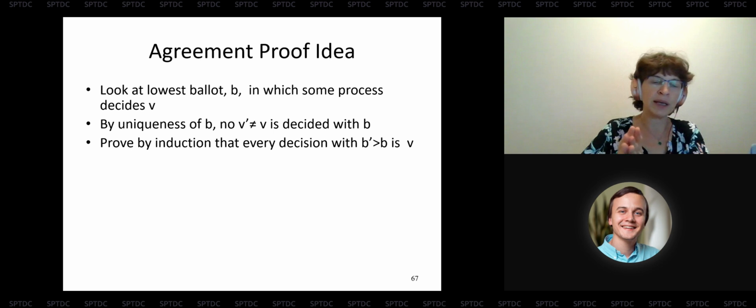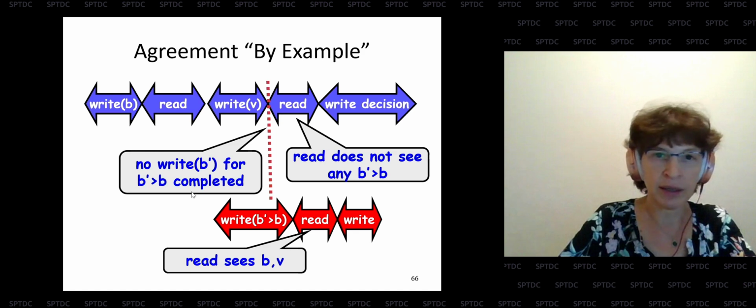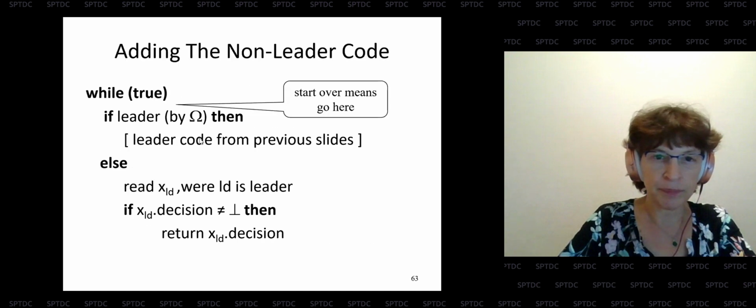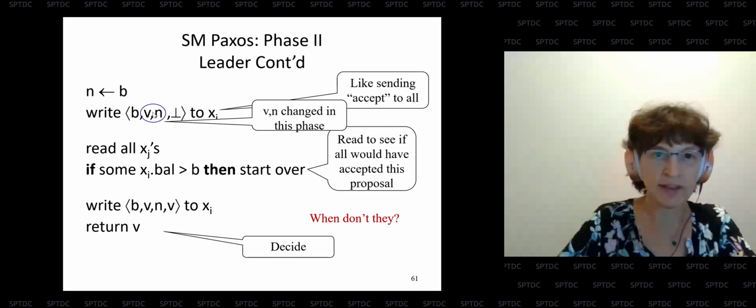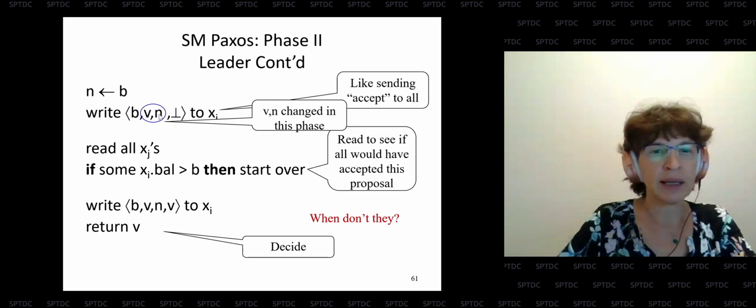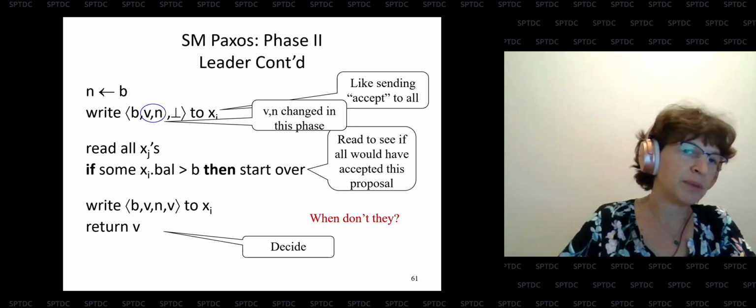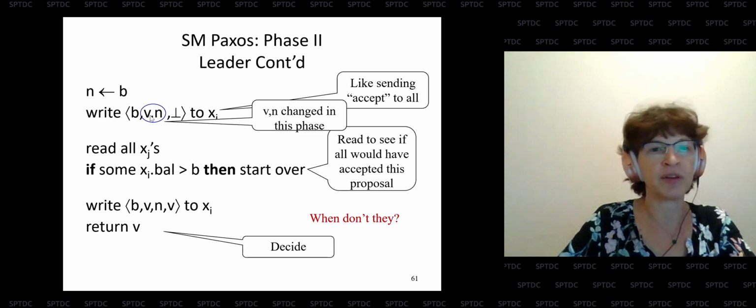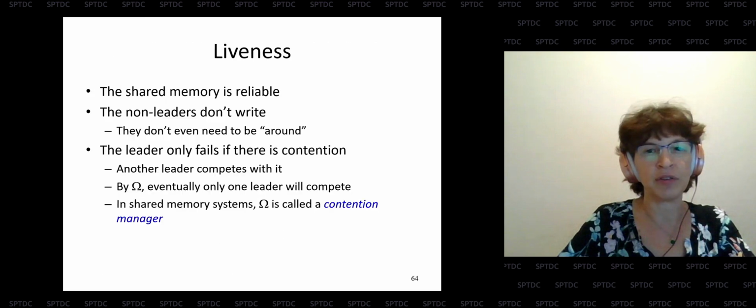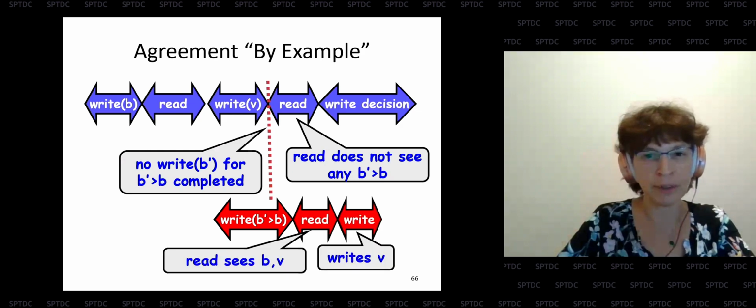So we're going to show by induction that there's never going to be any value accepted with a ballot number greater than B that is not V. Every time there's a VN pair, the thing with the blue circle here, anytime there's an N greater than that B, it's going to be with the same value that's been decided, V. We're going to show this inductively.